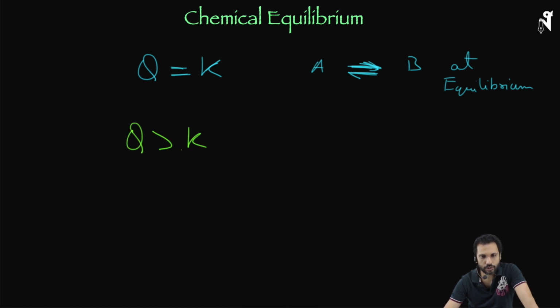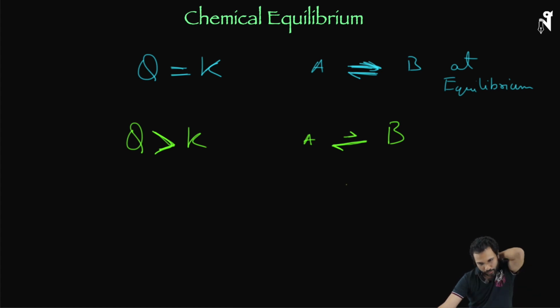Now suppose Q is greater than K. It shows that the product is more and the reactant is less, and hence the reaction has to go backwards to reach equilibrium. The forward reaction is slower. The product is more and has to go backwards. So it shows that the reaction will go backwards.